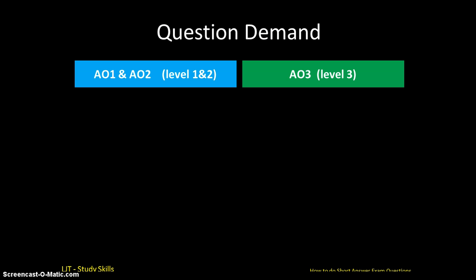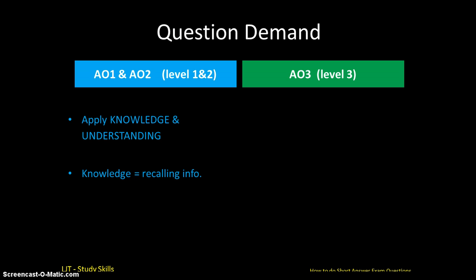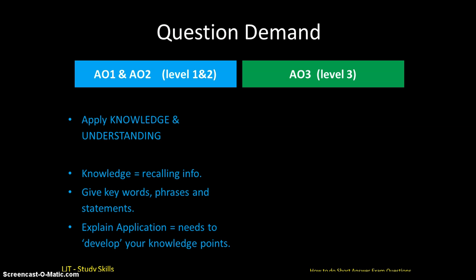So just a little overview again of the demands of each of these types of questions. So AO1, AO2, as I said, knowledge and understanding. It's factual knowledge, factual understanding. Knowledge can quite often be recall, stating things, identifying things. It can be quite easy marks to get if you know your stuff. So giving keywords, using the terminology, using the phrases, and making statements. You might also be asked to explain or apply your knowledge, so a little bit of development of those factual points.